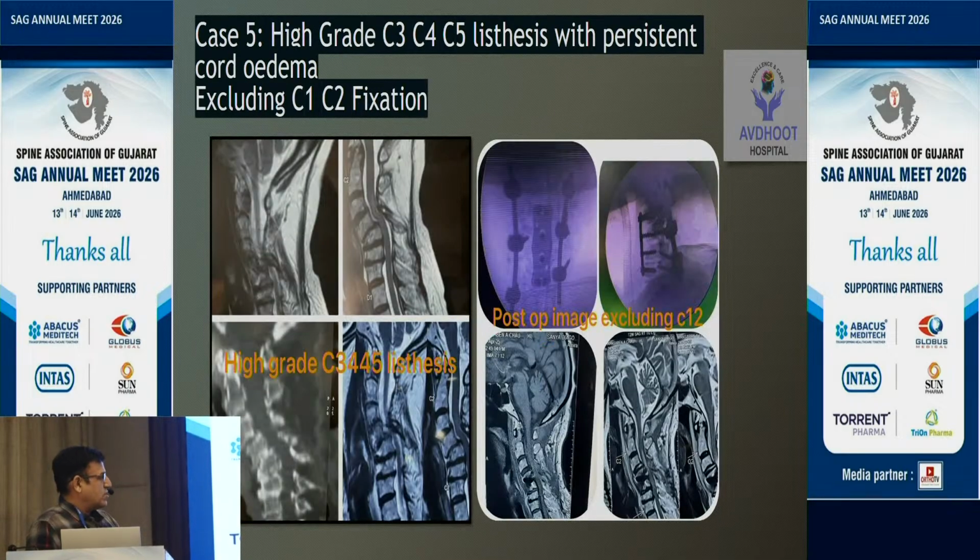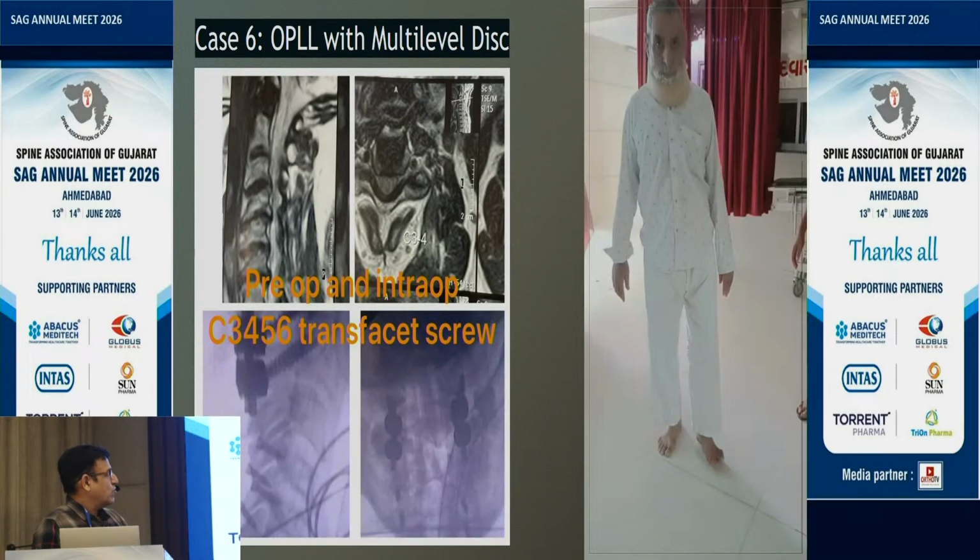Another patient with a high-grade C3, C4 lysis, subtle trauma, ended up with quadriplegia. This patient was clinically unstable. So I did not do C1, C2, but on the 4th post-op day you can see the significant cord edema, and the patient died because of respiratory infection. So when you exclude the C1, C2, the patient will have lots of complications. That is what I believe.